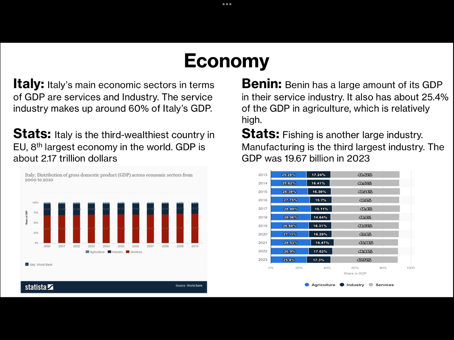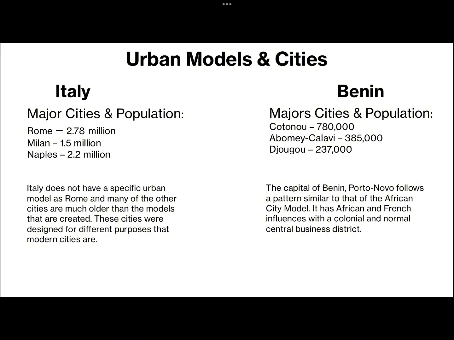Benin has a large amount of the GDP in their service industry as well, which is around 45%, but it also has 25% of the GDP in agriculture, which is relatively high compared to Italy and other HDC countries. This is another reason why they are an LDC country, because they rely a lot on agriculture. Some other stats is that their fishing industry is large, and their manufacturing is the third largest industry they have. The GDP was 19.67 billion in 2023.